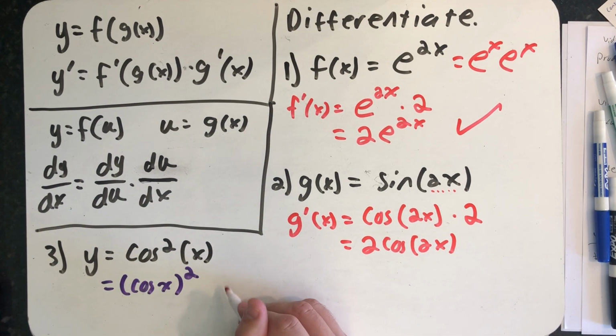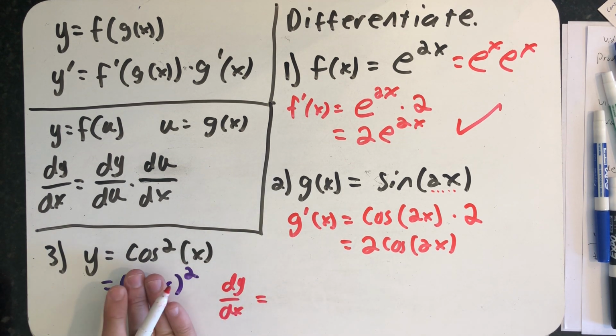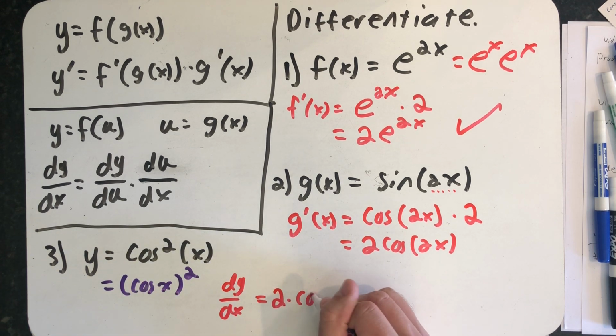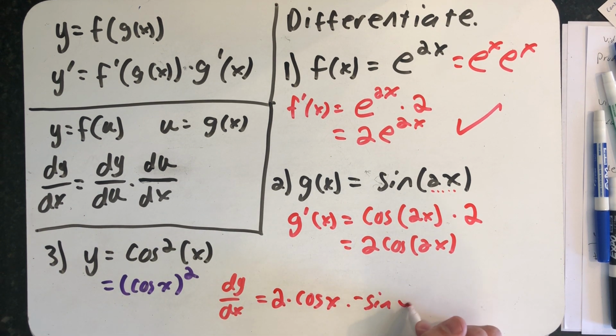So I go to take the derivative of y with respect to x, and I actually have to think about taking the derivative of u squared. Well, that would be 2 times u to the first times the derivative of the inside, and the derivative of cosine is minus sine. Let's see, that's minus 2 sine x cosine x.